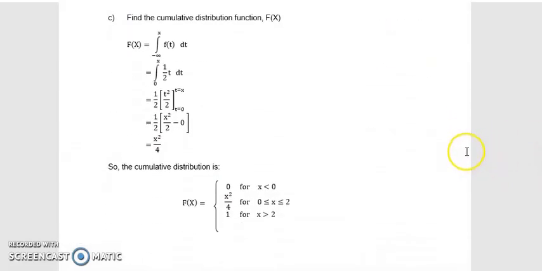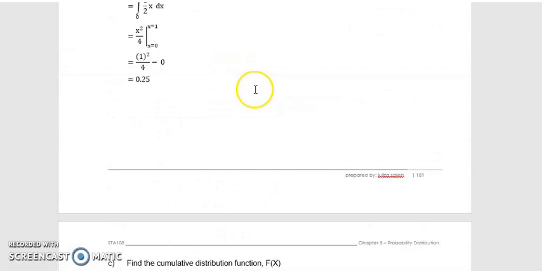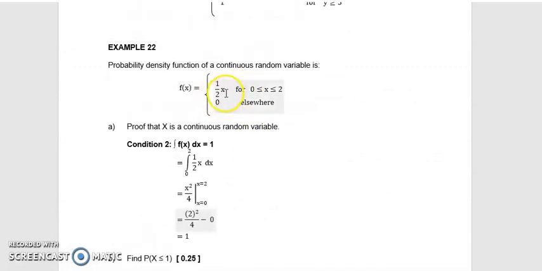Okay, question C. Look at how to find the cumulative distribution function. F(x), so again, integrate from negative infinity to x, f(t) dt. Our original function before this is half x dx, right? So x is replaced by t, because later on we will substitute t equal to x in order to get a function.